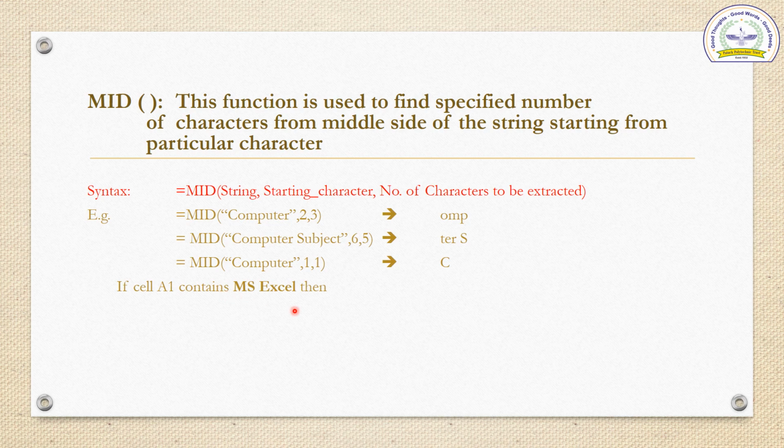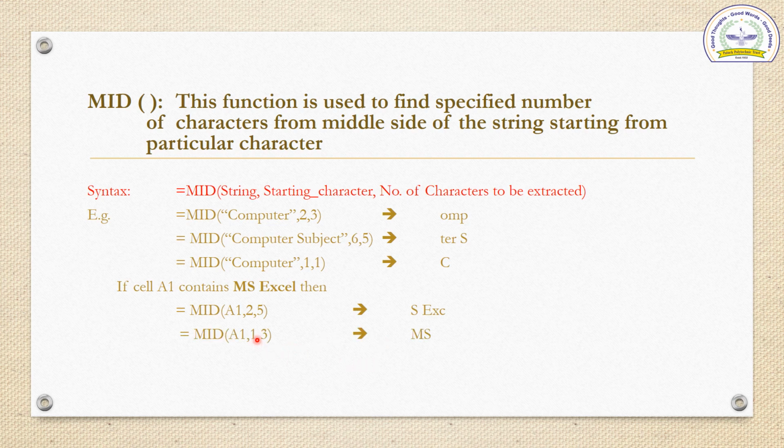In case of the MID function, when the argument is given in terms of the cell reference, here the cell A1 contains the string MSXL, and when we want to extract 5 characters of this string starting from the second place, it will give us the output as S, which is the second character. Starting from the second character, 1 space will be counted as the second character, then E, X, C. So the output is going to be S, space, E, X, C.